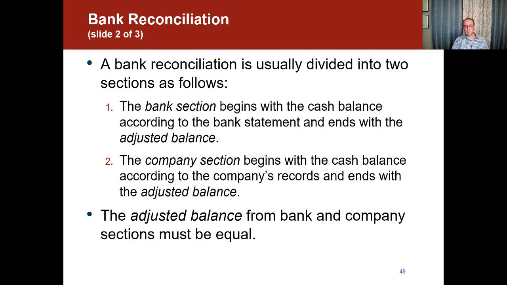So bank reconciliation is usually divided into two sections: the bank section and the company section. The bank section is the one that presents the bank statement. It begins with the cash balance according to the bank statement and ends with the adjusted balance. The company section begins with the cash balance according to the company records, coming from the ledger, and ends with the adjusted balance. The adjusted balance from the bank section and the adjusted balance from the company section need to be equal. So they must be equal. If they're not equal, then there's something that we're missing.